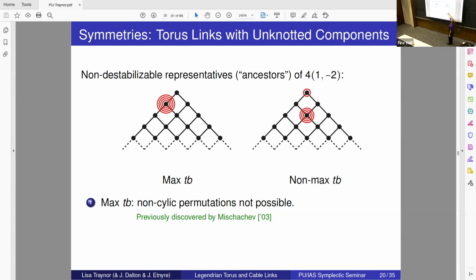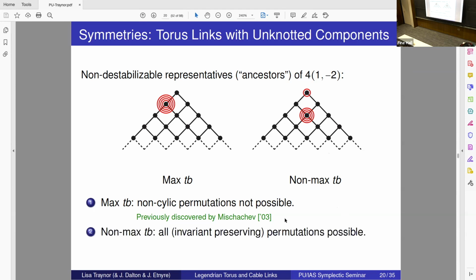But for the non-max TB, it only makes sense to do permutations when you're using the same one, because you want to preserve the invariants. So I could do any permutation I want for the components that have those TB and rotation numbers. Again, this is a result of Mishichev, the max TB one.